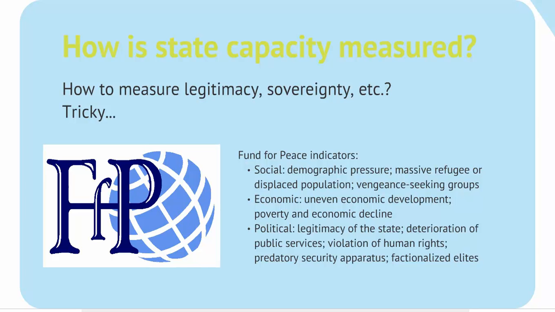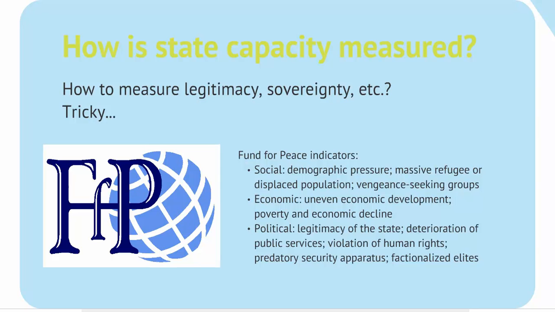For our purposes, we're going to just take a look at one really popular ranking, and that's from the Fund for Peace. And as you can see, they break it down into social, economic, and political indicators. And the idea is to measure states, giving them some quantity, some number on each of these various indicators, and then adding them all up to come up with a ranking that allows us to compare states on state capacity and on these various dimensions.